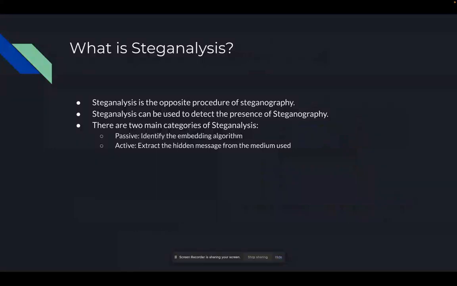So another topic is steg analysis. So what is steg analysis? Steg analysis is the opposite procedure of steganography. It can be used to detect the presence of steganography, and there really are two main categories of steg analysis: passive, which is essentially finding a file that has had a steganography algorithm used to embed information in it, and active, which would be more so to extract that information from the file.